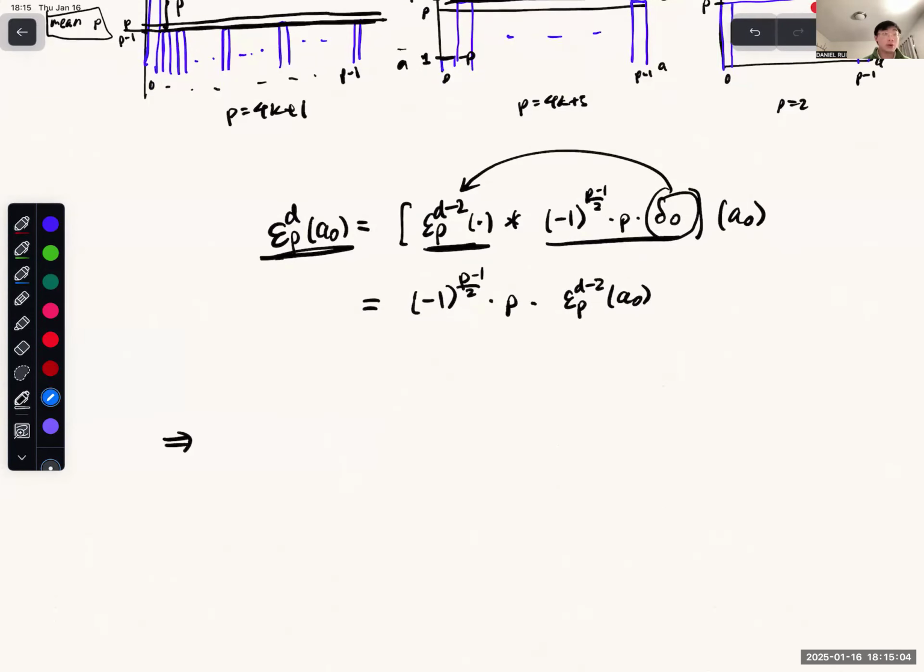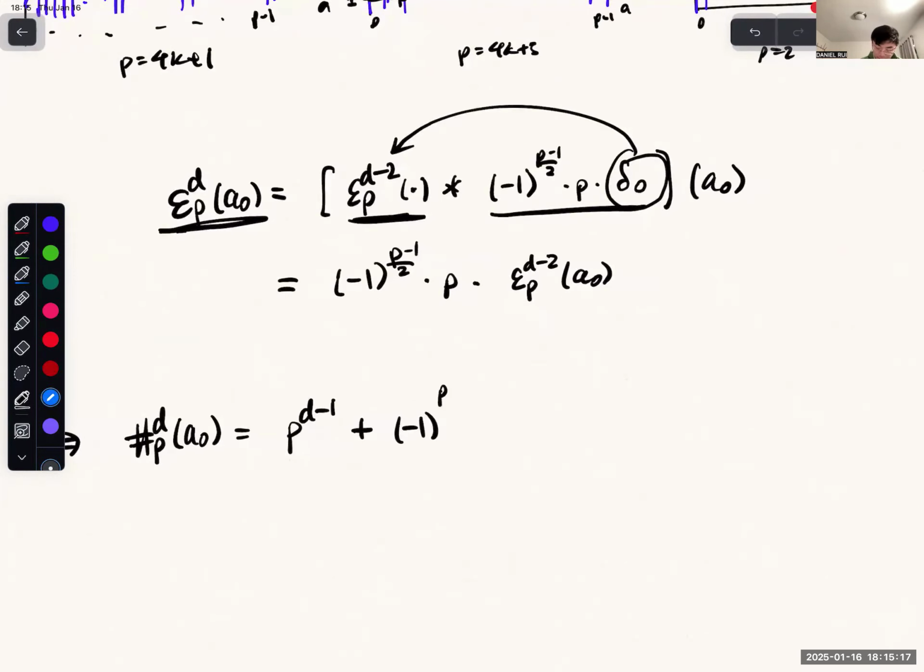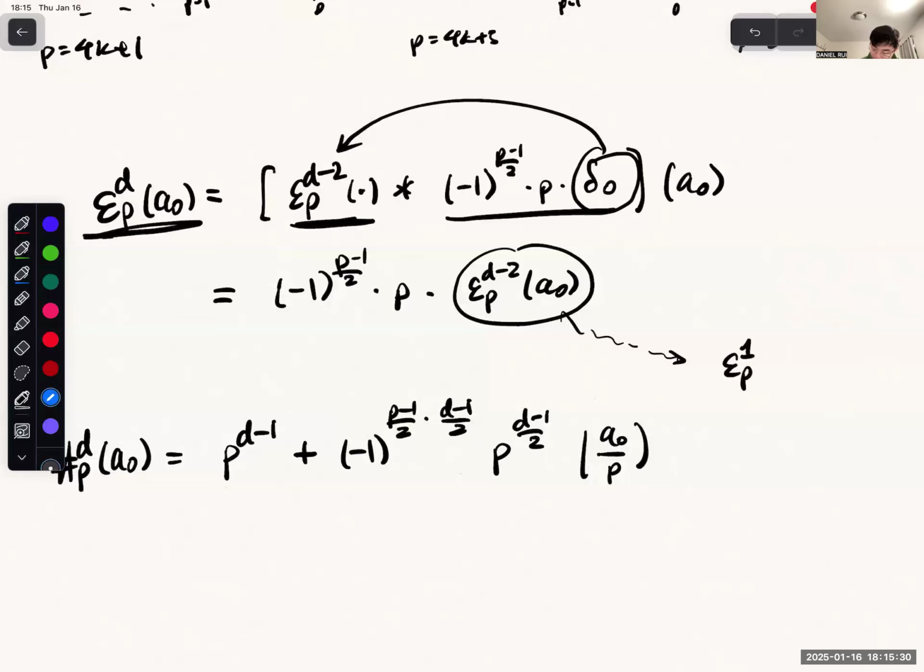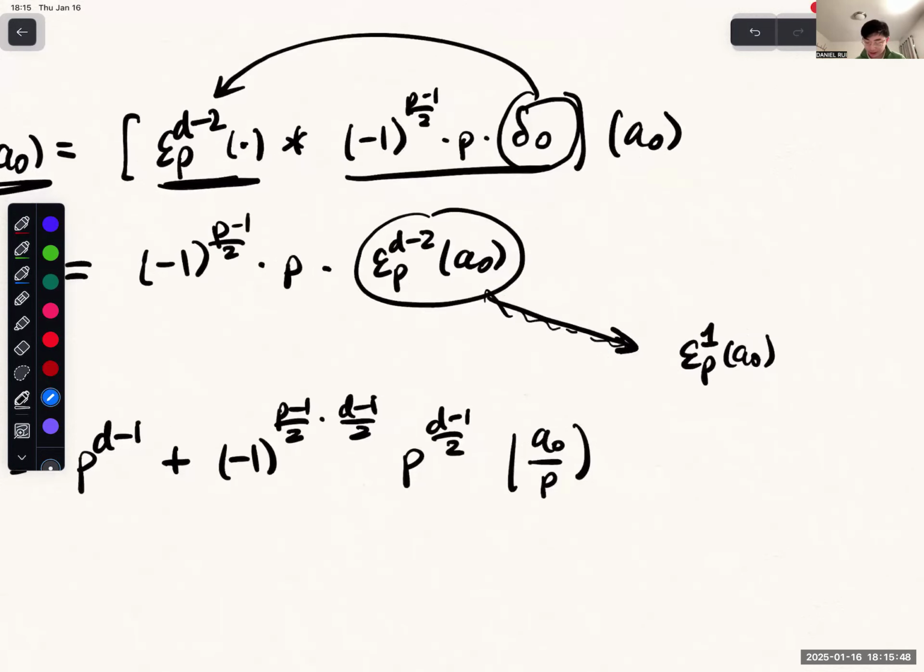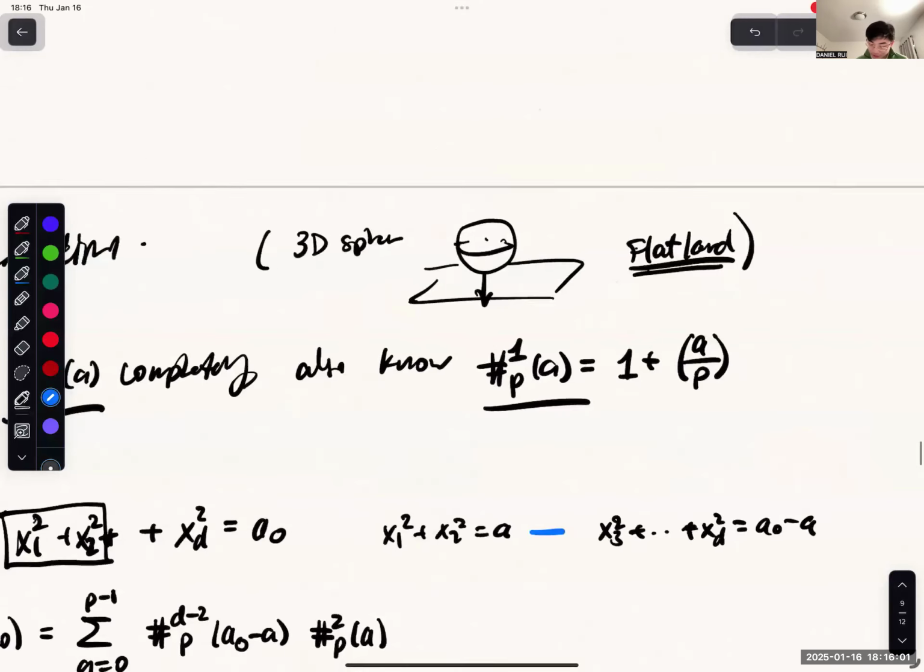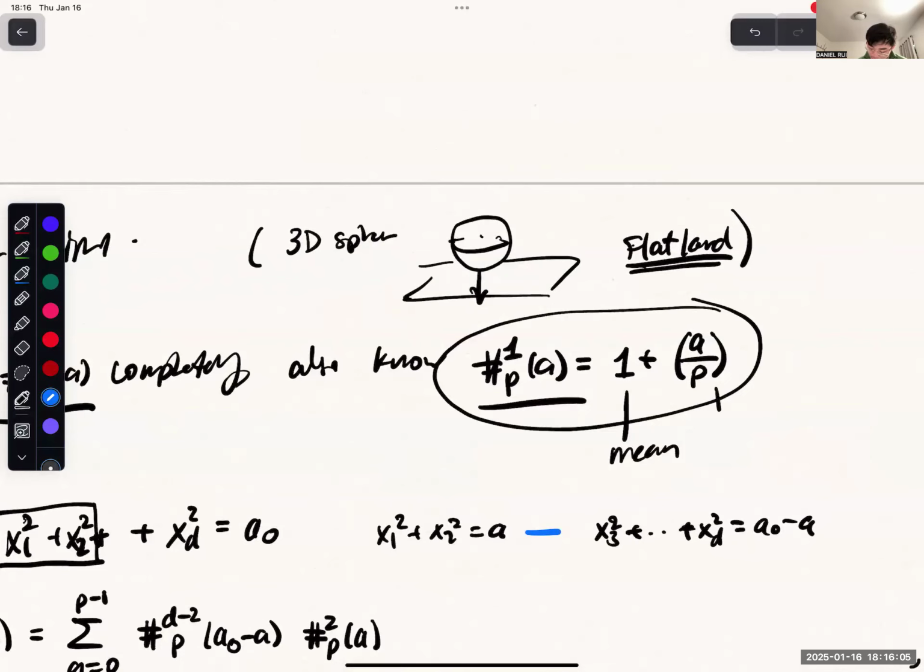The total count is the mean, p to the d minus 1, plus this deviation term, which, when iterated, produces this. Why? Because I can just keep iterating this downward until I get down to this. How many steps do I need to iterate? Well, each time I go down by 2, right? And so if I start at d, in order to get down to 1, I go down by (d minus 1)/2 steps. Then I'm left with this, but this was just the Legendre symbol. So this is the mean in one dimension, and this is the deviation.